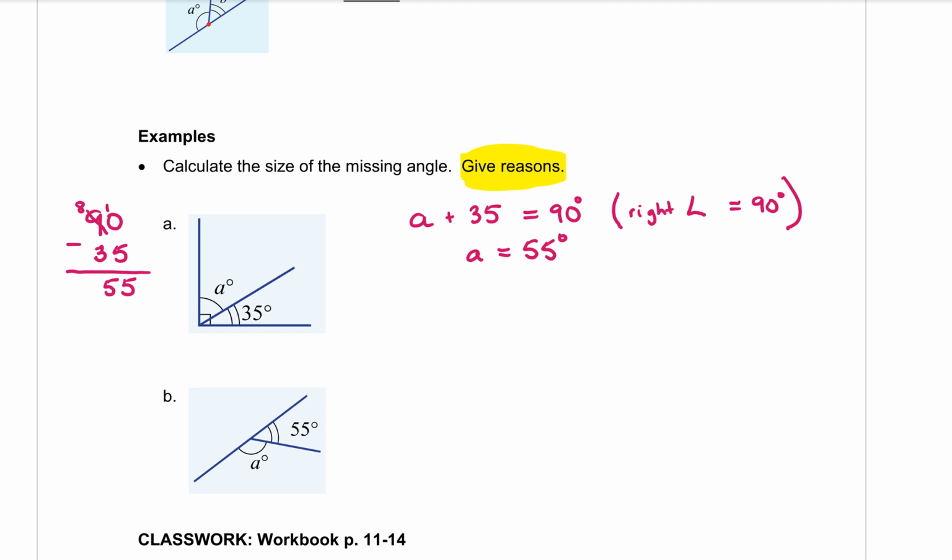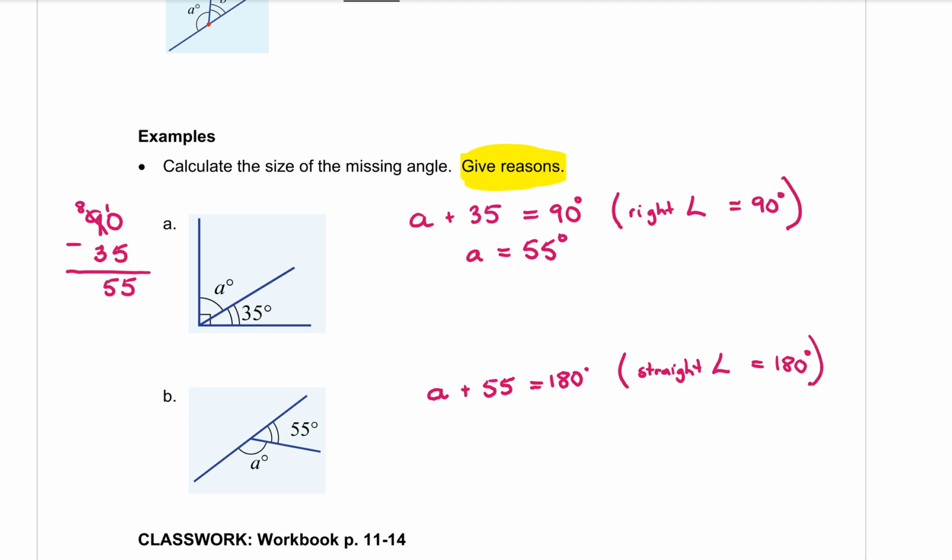Okay, let's try the second one, part B. Those two angles there are making up a straight angle, which is 180 degrees. So my equation for this one will be that the angle A plus the 55 is equal to 180 degrees. The reason, the type of question that I have is that it's a straight angle. So shortening that with the angle symbol. Straight angles, and then what does that mean? Straight angles are equal to 180 degrees.